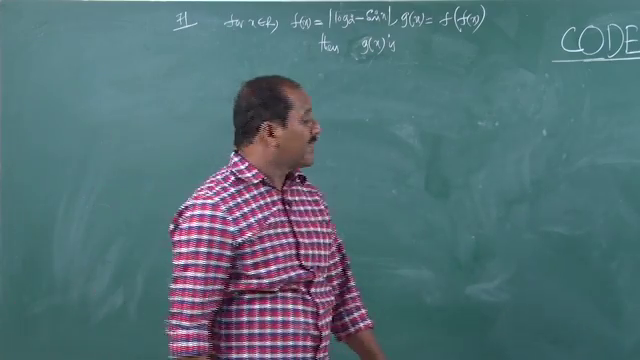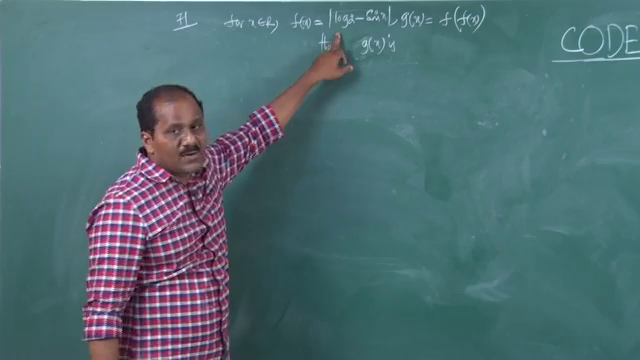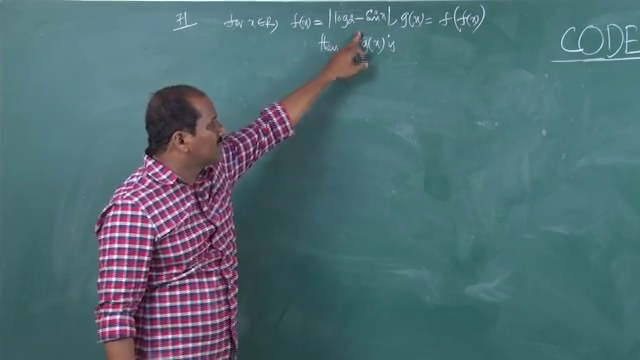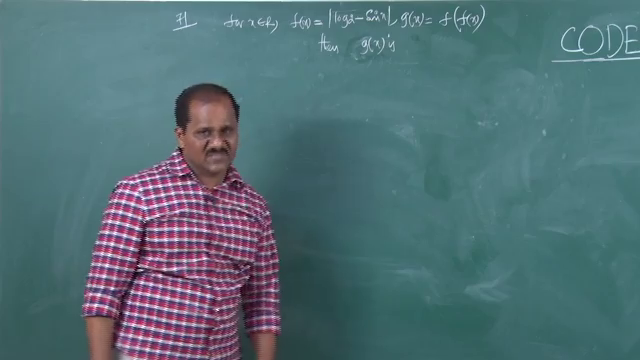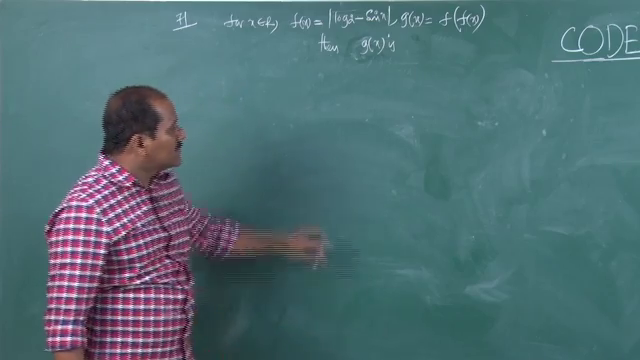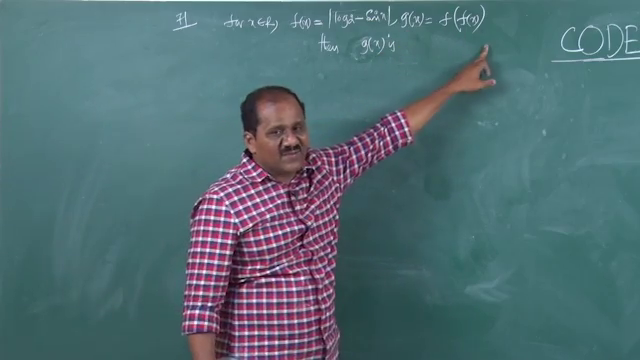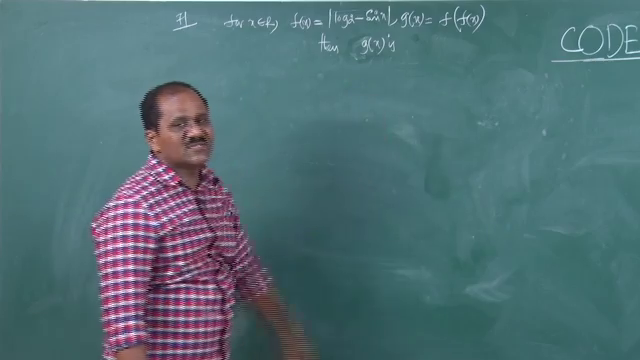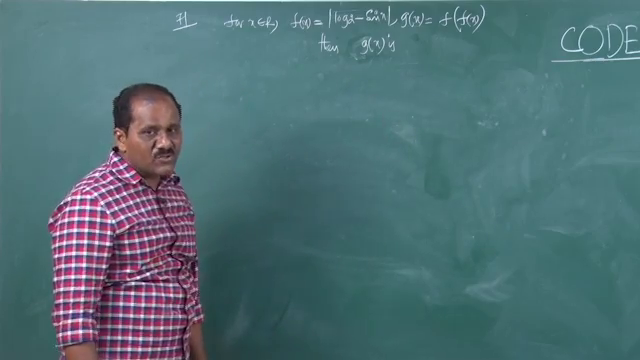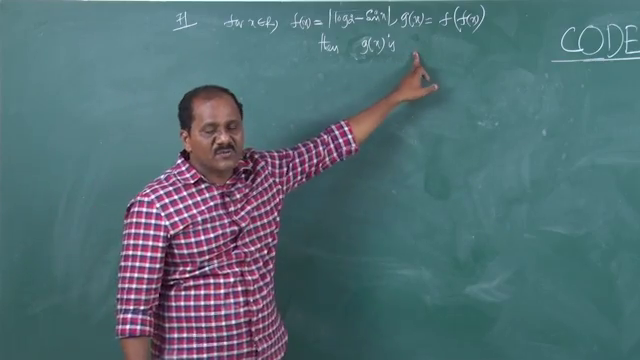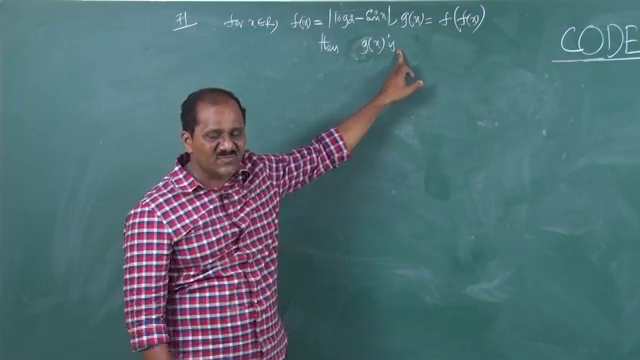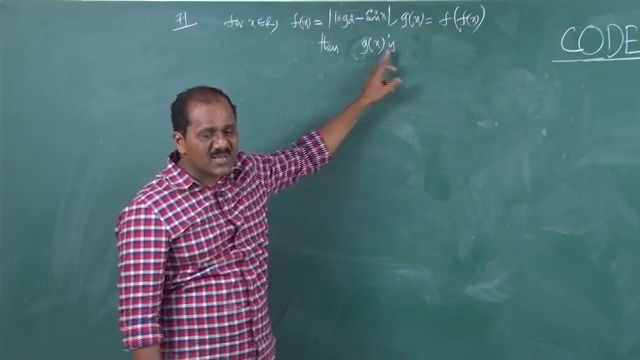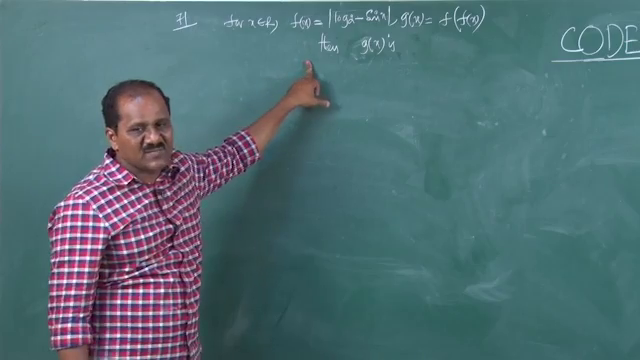Next question: f of x is equal to mod of (log 2 minus sin x) and g of x is equal to f of x, then g of x is. Since g of x is equal to f of x, first prepare the function g of x. Our question is related to whether g of x is differentiable at x equal to 0 or not differentiable at x equal to 0. This type of options are given.